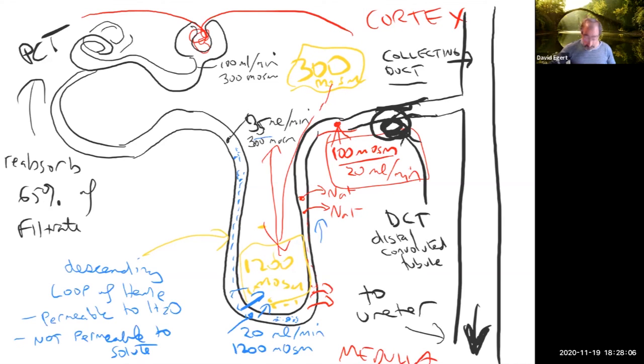So we have about 100 mils per minute, about 20 mils per minute entering in the DCT. There's about 20 mils per minute entering into the collecting duct here, which means if you did not reabsorb any more of the water, you would have a large volume of pee. So we can pull more water back into the body here.